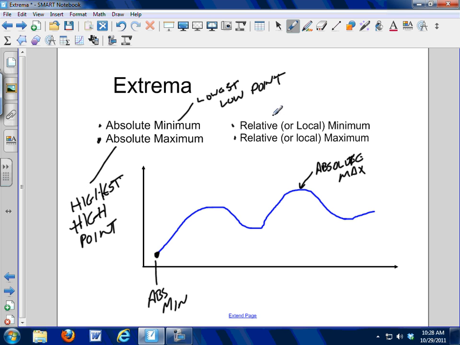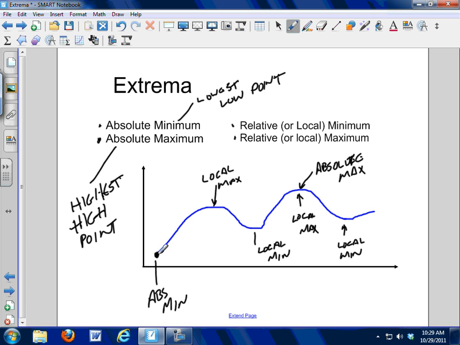Relative minimums and maximums are basically the peaks and the valleys within my interval. I've got a peak right here, that's a relative or local max. Here we've got a local min. Here we have a local max. Here looks like I've got a local min, local or relative. Local is easier to spell, I guess. So that's what's going on.